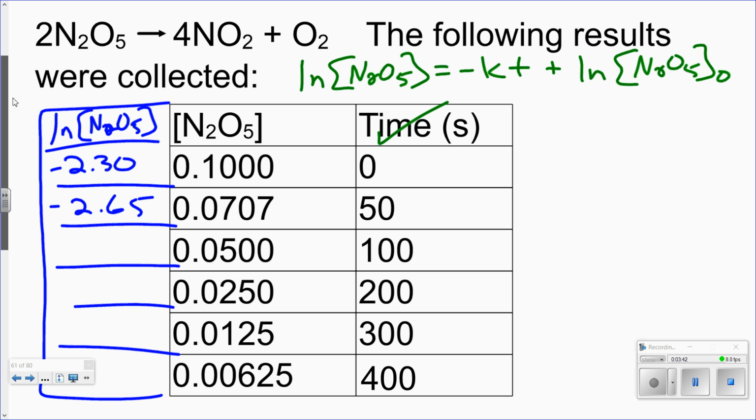Now let's go to the next one. Clear that out. Natural log 0.05. Negative 2.99. Then negative 3.30, and so on. So you're going to fill in all this data.